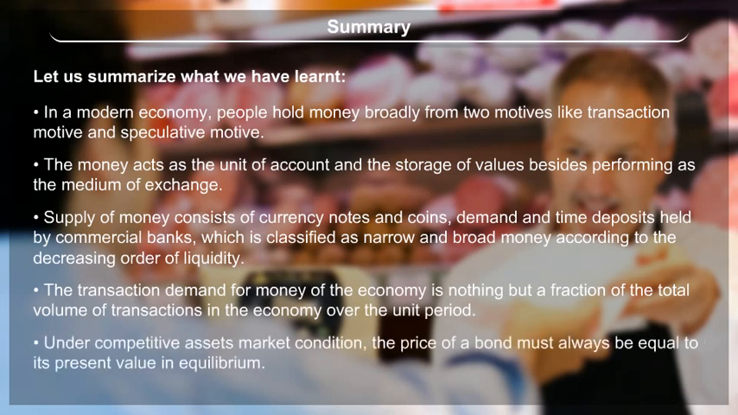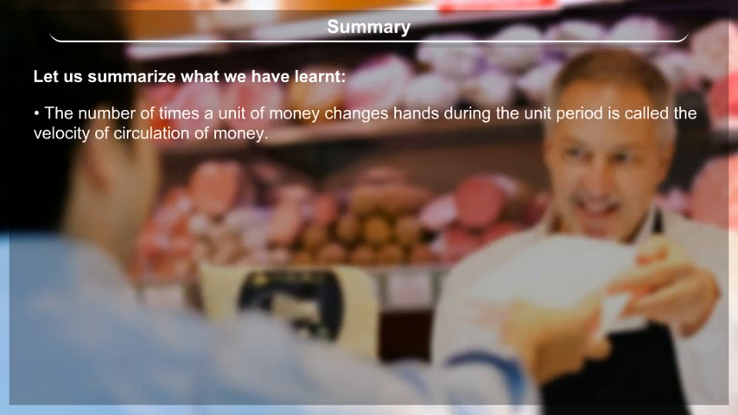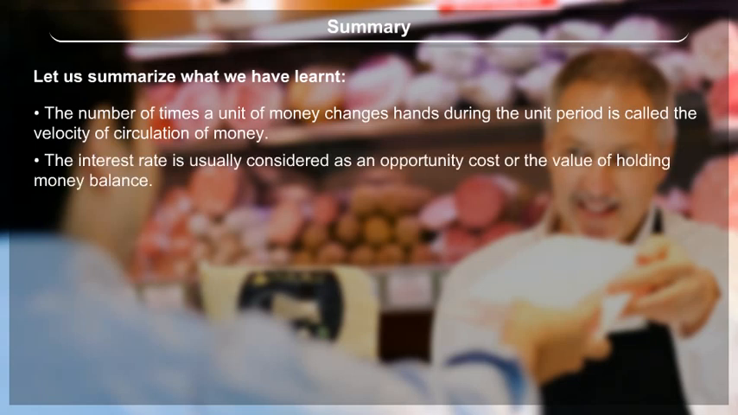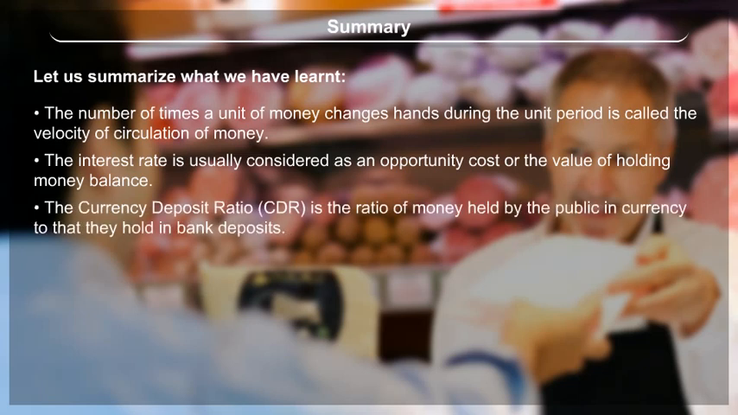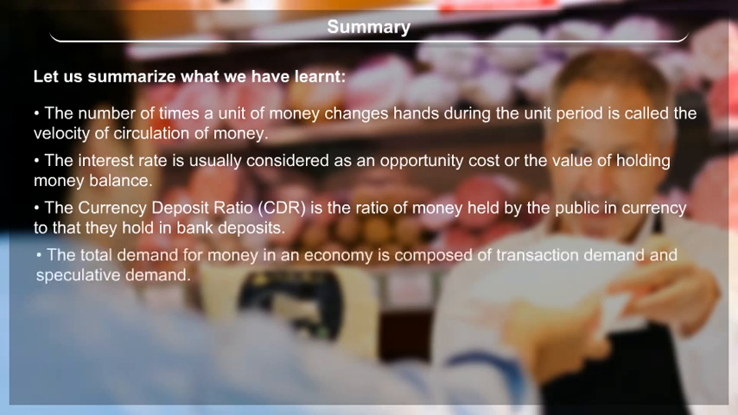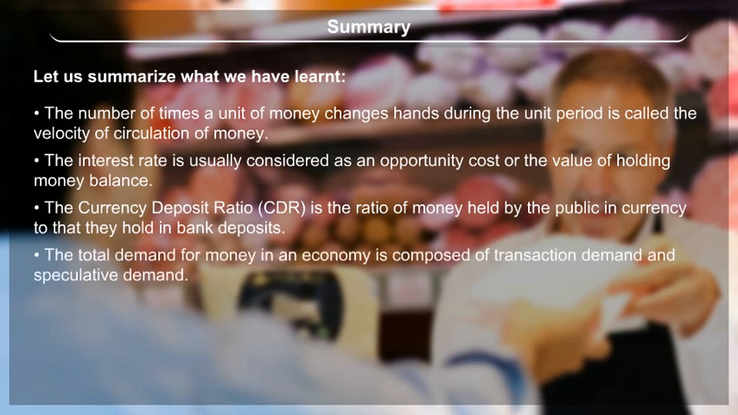Under competitive assets market condition, the price of a bond must always be equal to its present value in equilibrium. The number of times a unit of money changes hands during the unit period is called the velocity of circulation of money. The interest rate is usually considered as an opportunity cost or the value of holding money balance. The currency deposit ratio or CDR is the ratio of money held by the public in currency to that they hold in bank deposits. The total demand for money in an economy is composed of transaction demand and speculative demand.